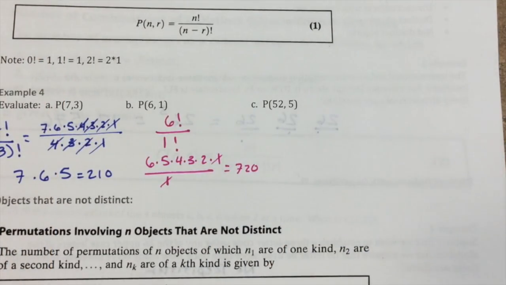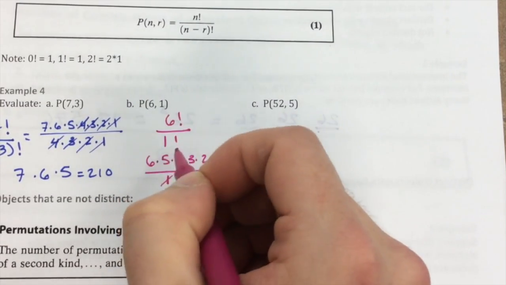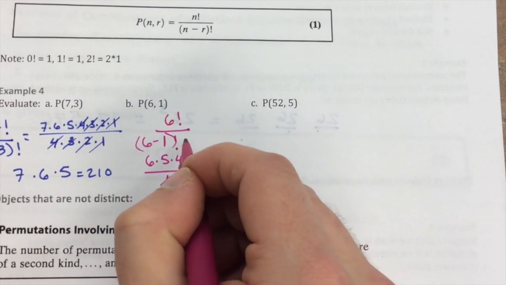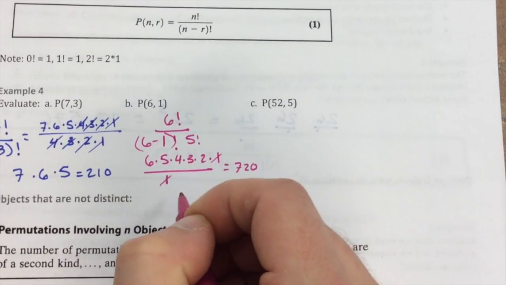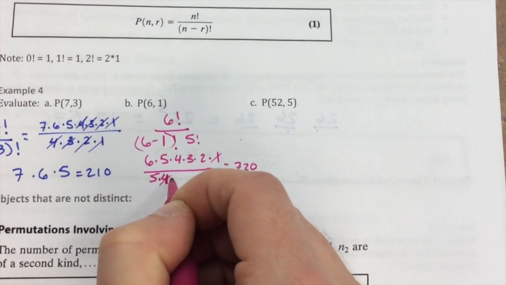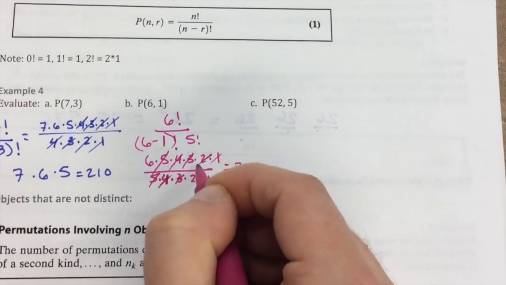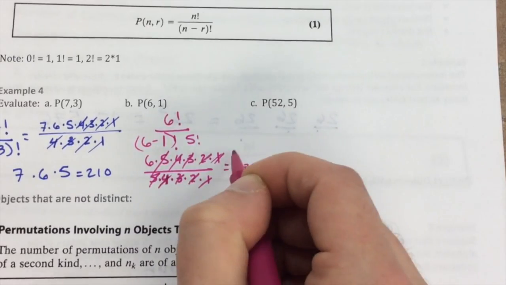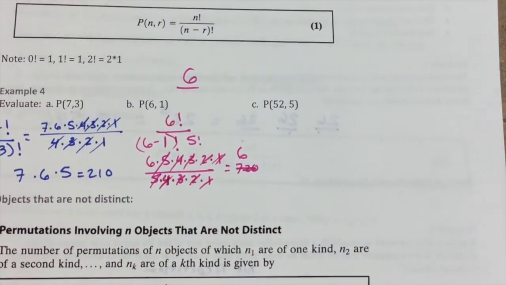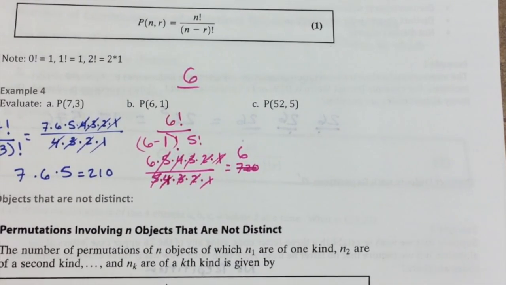Now, I made the most common mistake here. It's not just 6 factorial over 1 factorial. This is 6 minus 1 factorial, which is 5 factorial. So this is 5 times 4 times 3 times 2 times 1, which a lot more things cancel out. So this is just 6. Now if we think about this, we have 6 objects in one spot. It's just 6 number of ways people could go in that spot.